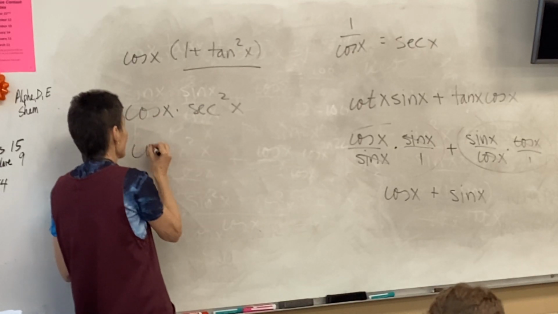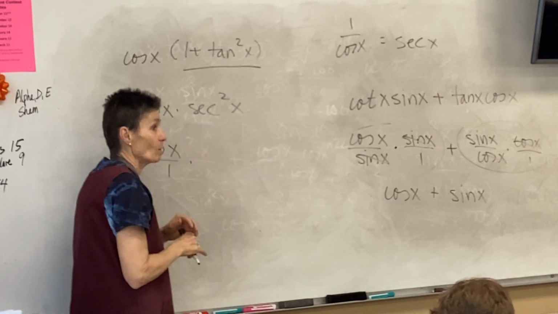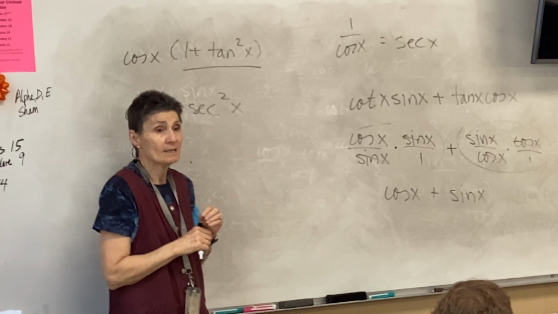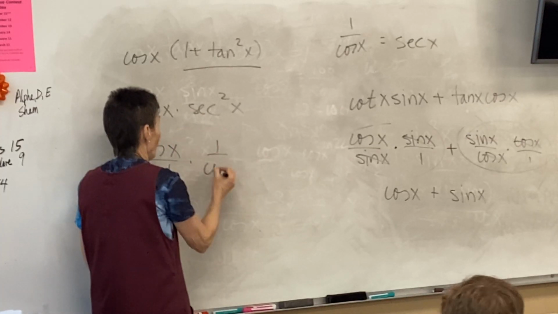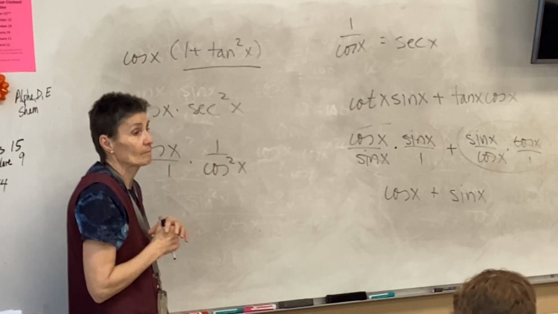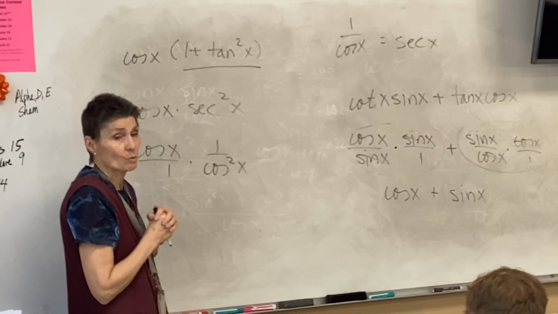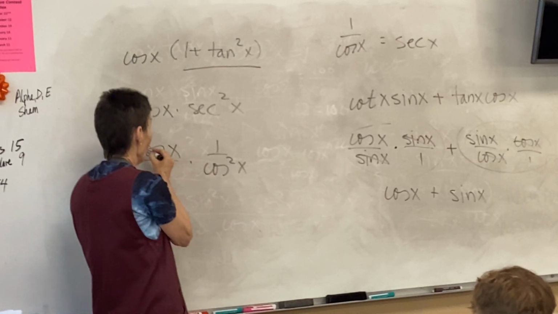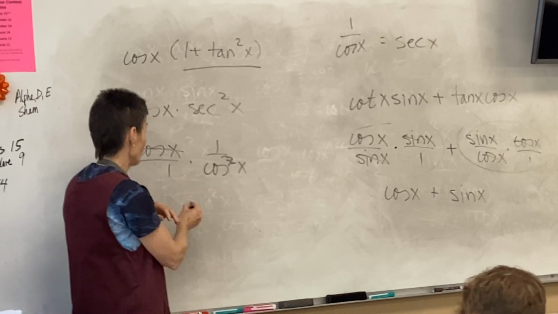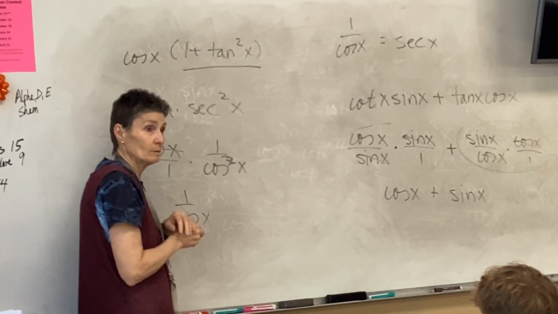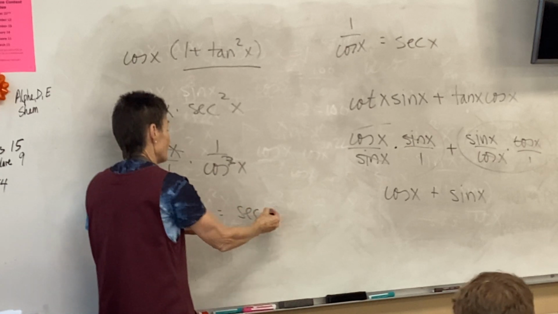What do I know about secant squared? This is a multiplication problem. What do I know about secant squared? What is secant? Secant is the reciprocal of the cosine. So I'm going to change that into 1 over cosine squared. And since this is a multiplication problem, what is going to happen? One of these is going to cancel, right? And I'm going to be left with 1 over the other one, 1 over cosine, which is secant.